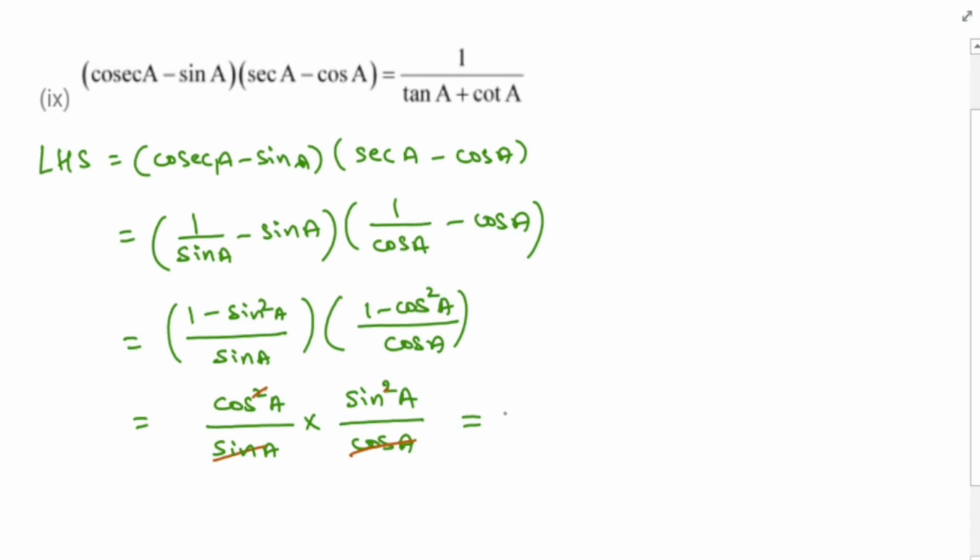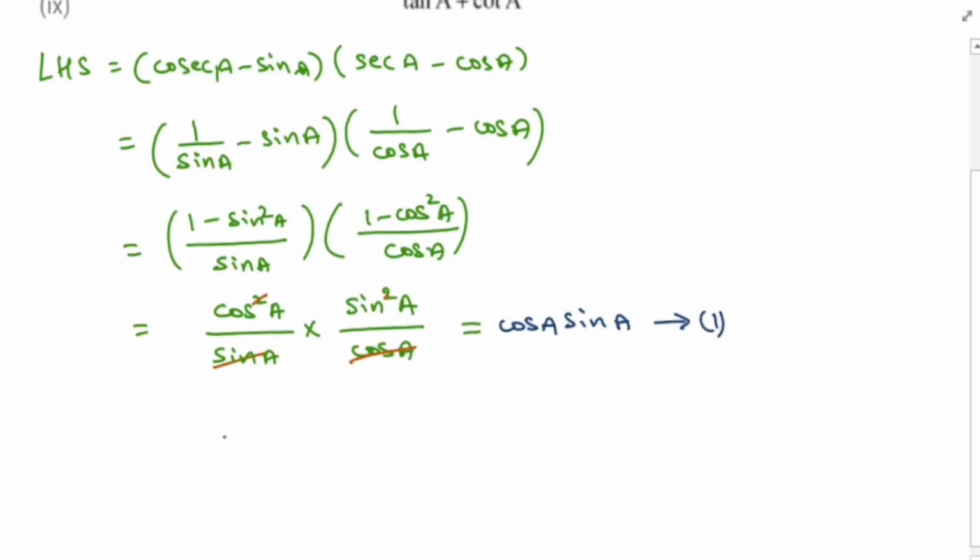Remaining is cos A into sin A. Let us call it equation 1. Consider the RHS: 1 divided by tan A plus cot A.